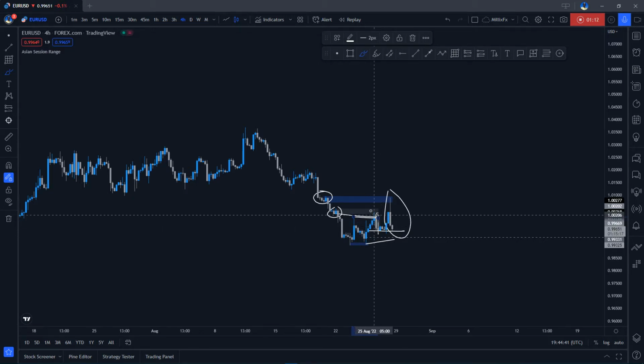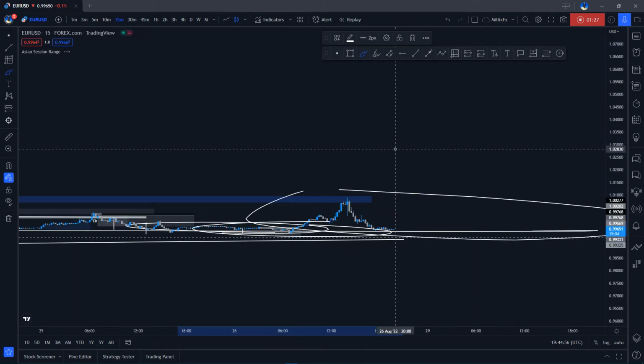But later I realized this was actually liquidity. By then it was too late because I had already taken the entry. So I just said, let me let it go, whichever way it goes. So I was taken out of this trade. There's a second trade here. When we go to the 15 minutes, you see I have a second trade.